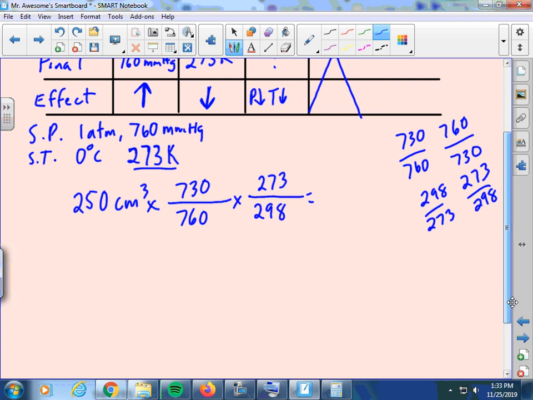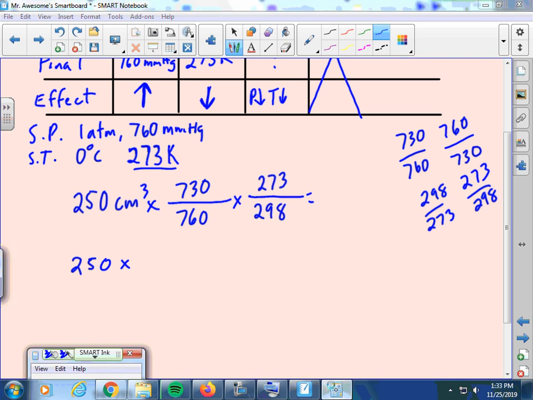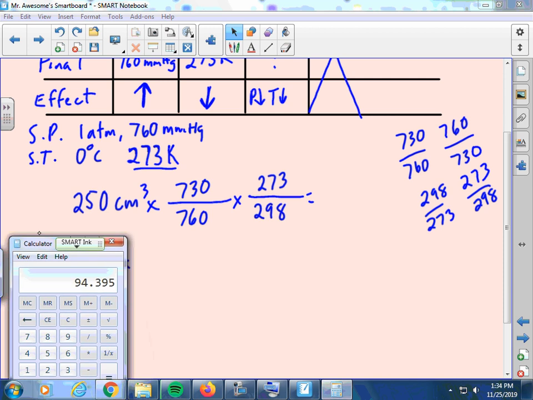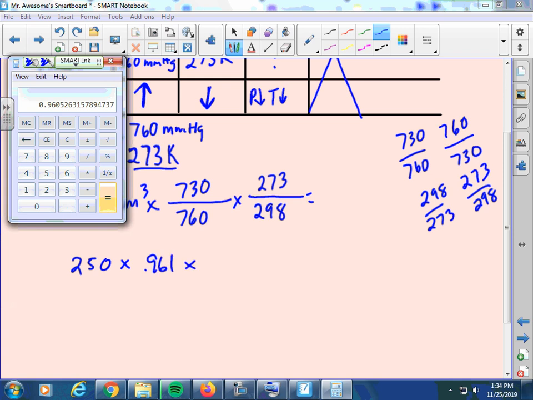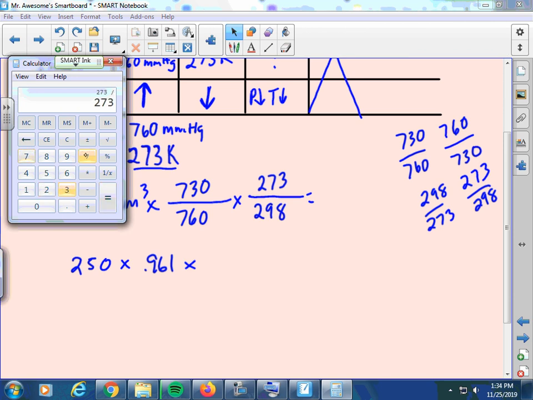I could change those to decimals. So 250 times 730 divided by 760, which is 0.96 or 0.961, whatever you want to use. If you use more decimals, you'll get a more accurate number. And then 273 divided by 298. So that's 0.916.